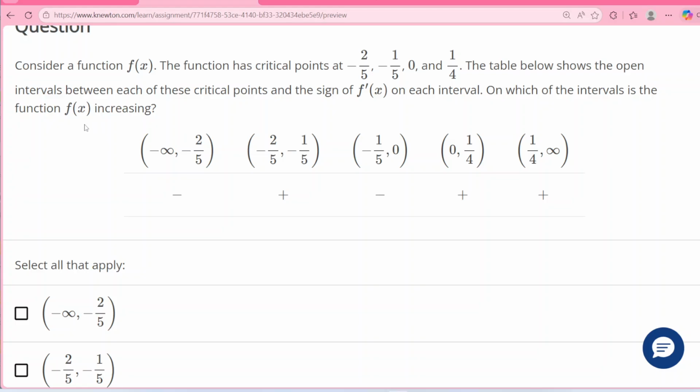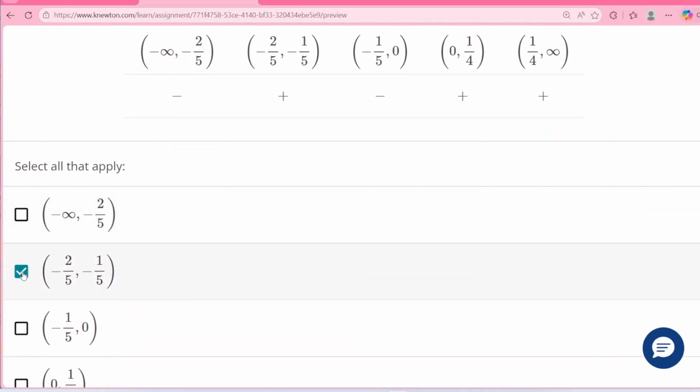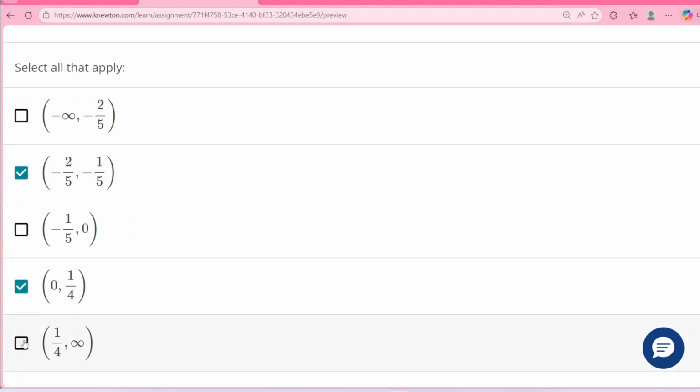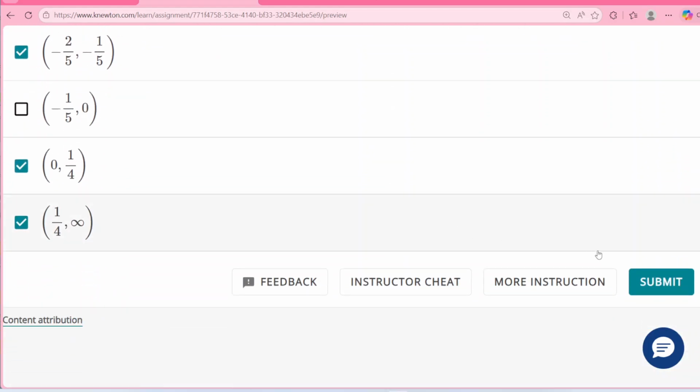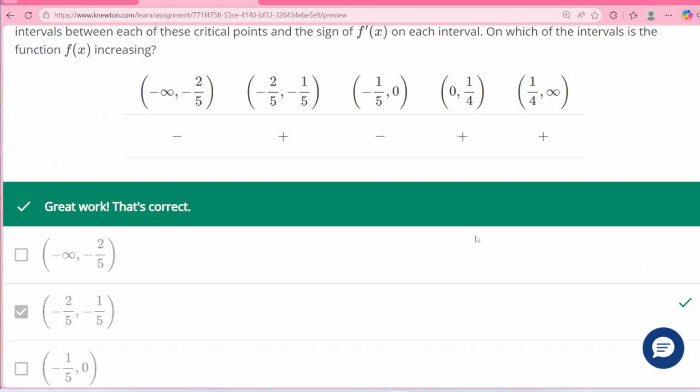So remember, the function f is increasing where the derivative is positive. So that would be on this interval from -2/5 to -1/5. Got a positive plus sign there, right? From 0 to 1/4, and from 1/4 onward. So those three, -2/5 to -1/5, 0 to 1/4, 1/4 to infinity. Very simple one. Just selecting the ones with a positive derivative. Now, if they asked for where f is decreasing, then it would be the ones with the negative derivative. And that's it. Very quick and easy one there.